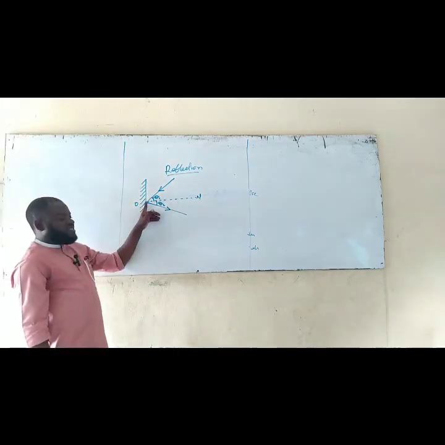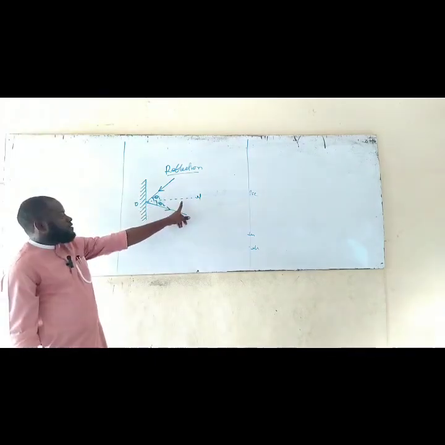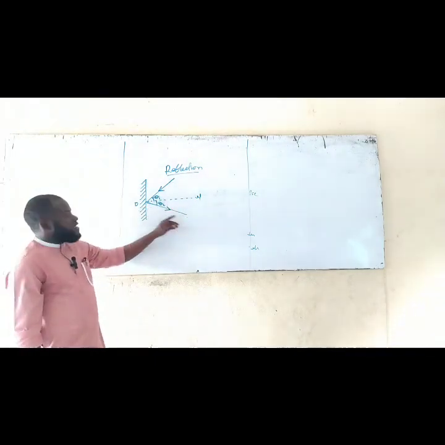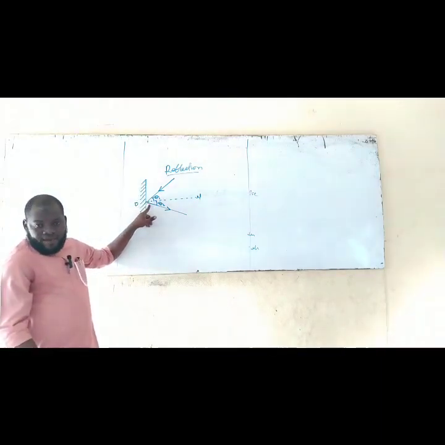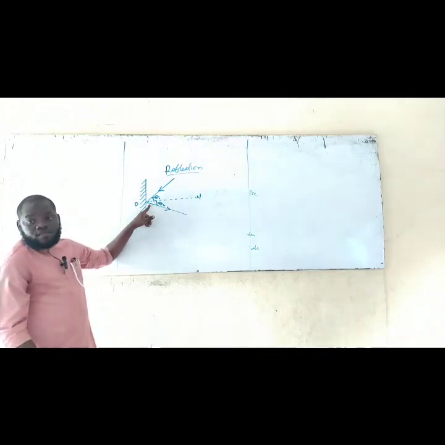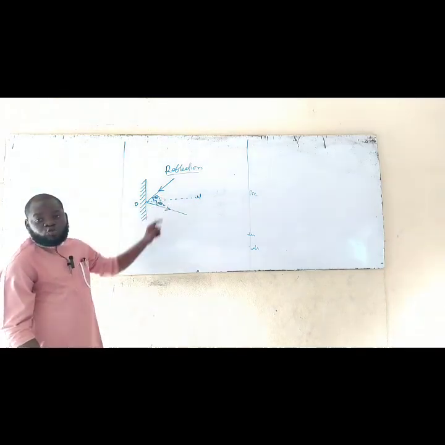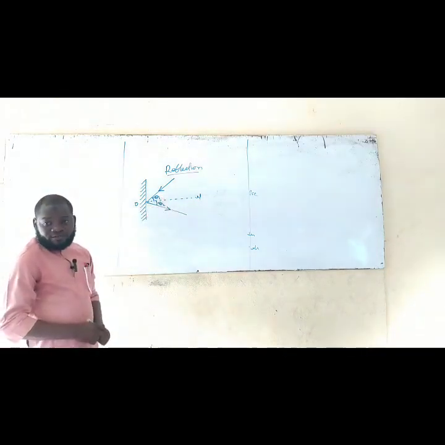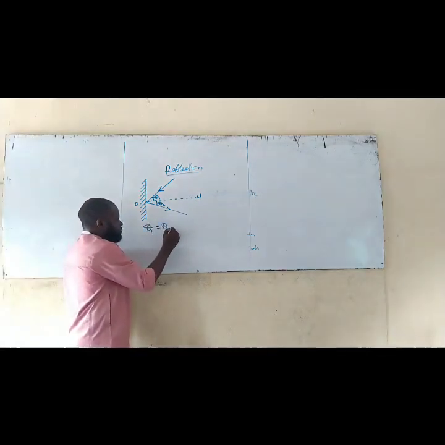So this is the point of incidence, and when you look at the incident ray, the normal, and the reflected ray, they are all on the same plane. Am I making sense now? The second one is that the angle of incidence is equal to the angle of reflection. So that means theta 1 will equal theta 2.